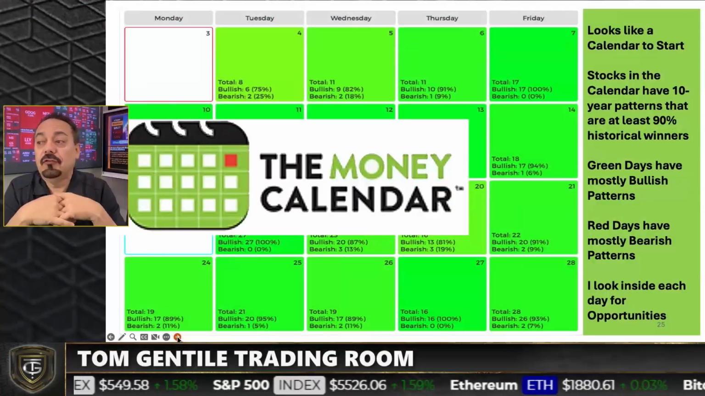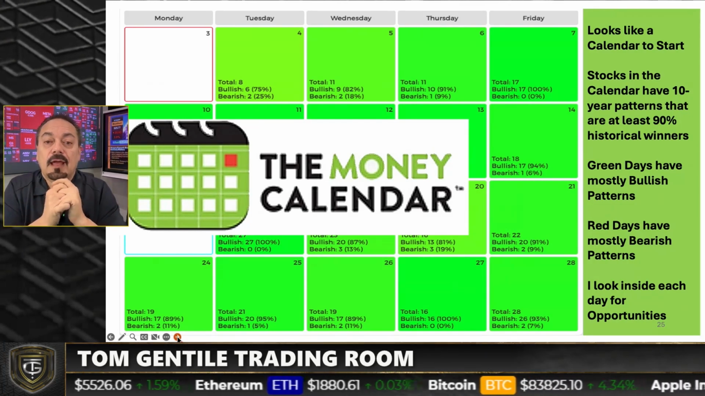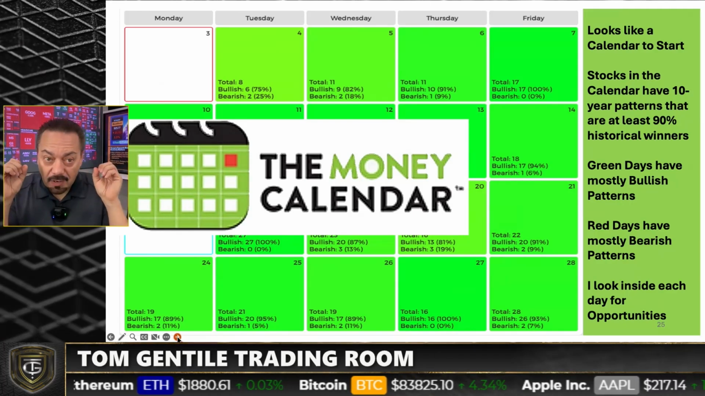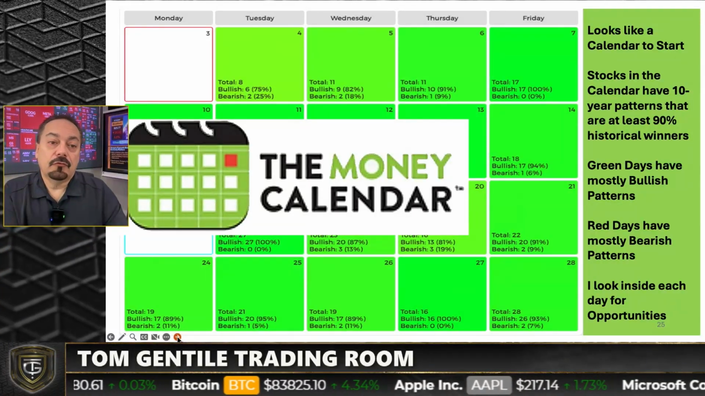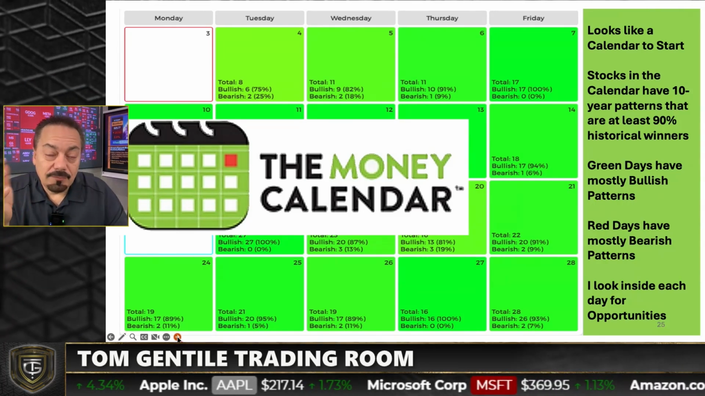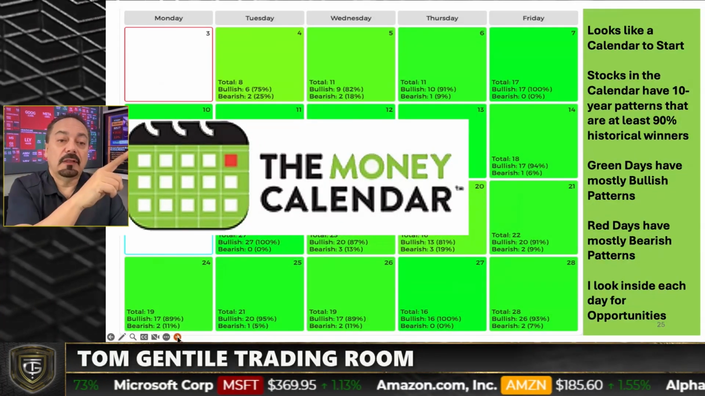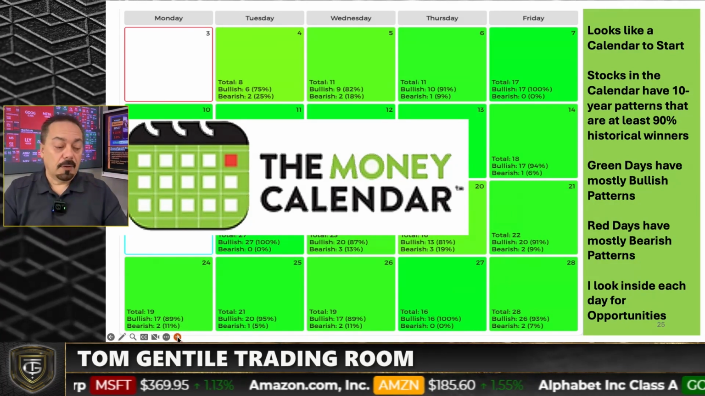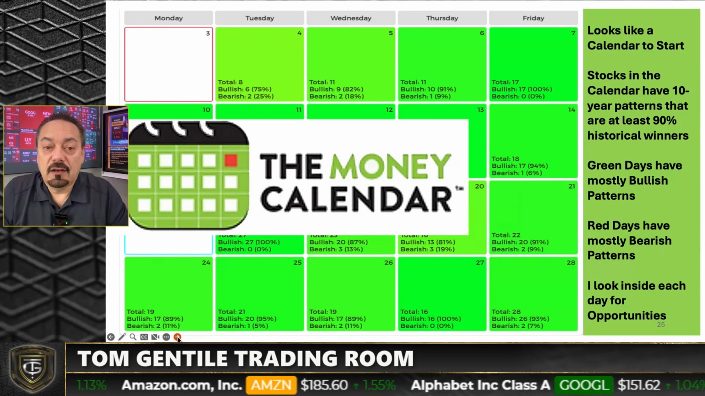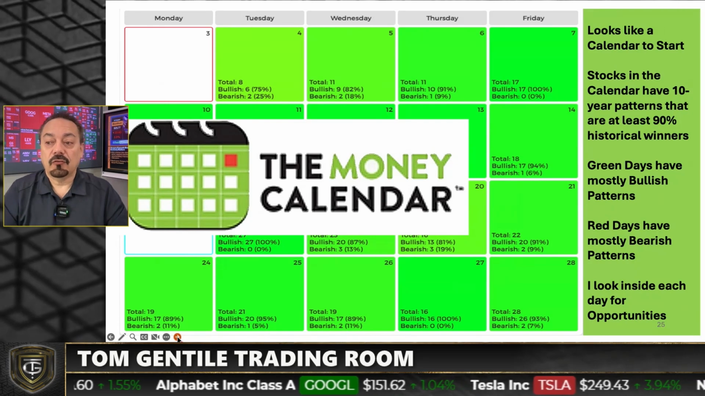I put those together and create something I call the money calendar. The money calendar looks like a calendar from the front when I go into it. 10-year patterns, I look for 90% or better on these patterns. Now, you have tens of thousands of stocks out there. I look at the 4,000, less than 4,000, that are optionable. I take the top 10% of those, and those show up on this list. But they only show up on this list if the last 10 years have a pattern that worked 90% of the time during those last 10 years.